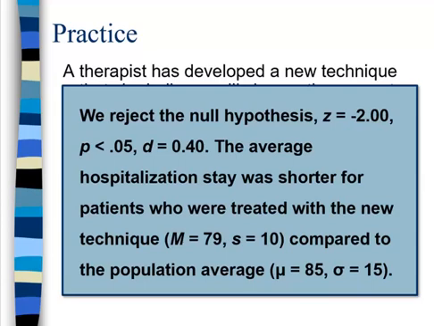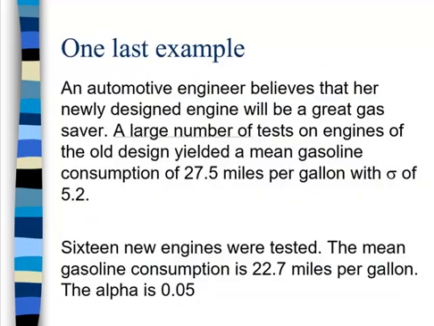Let us try one last example. So again, I want you to run through the 6 steps of hypothesis testing. So here we have an example where an automotive engineer believes that her newly designed engine will be a great gas saver. A large number of tests on engines of the old design yielded a mean gasoline consumption of 27.5 miles per gallon with a standard deviation of 5.2. So we'll treat this as the population data. 16 new engines were tested. The mean gasoline consumption is 22.7 miles per gallon.